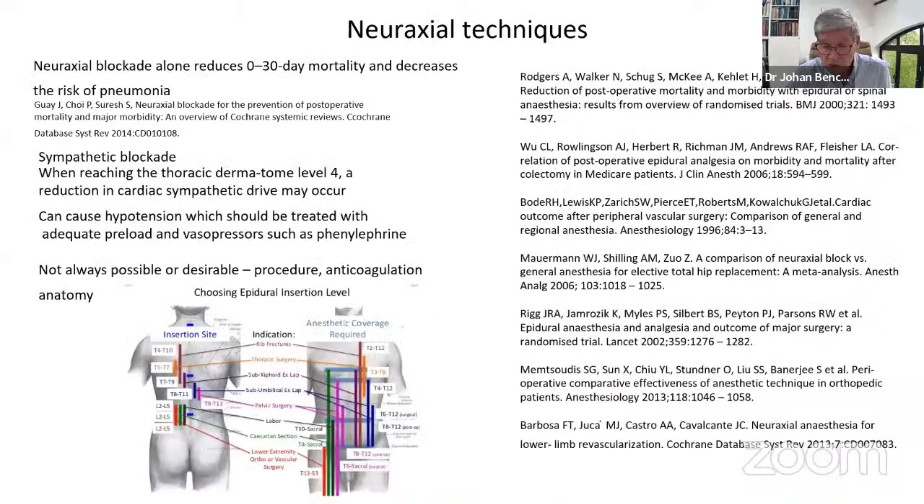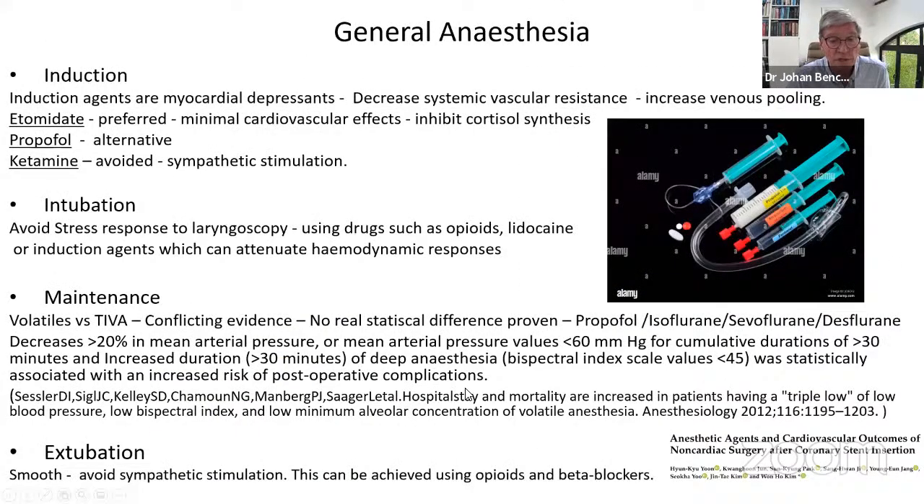I'm probably going to come back and show you this study that showed that decreases of more than 20% in mean arterial pressure, or mean arterial pressure values less than 60 for a cumulative duration of more than 30 minutes, and deep anesthesia with bispectral index scale values of less than 45 was associated with an increased risk of post-operative complications in patients. So this is something that you have to monitor throughout, which is actually beneficial to the patient.